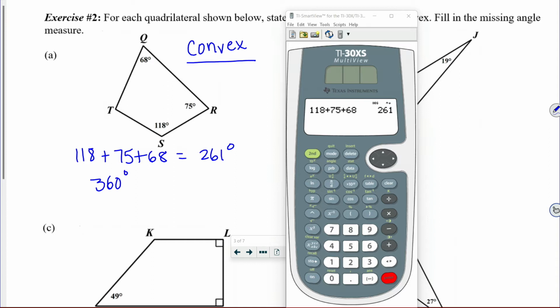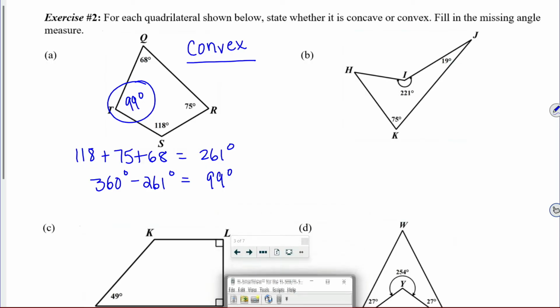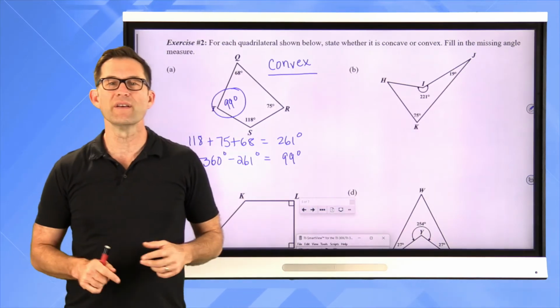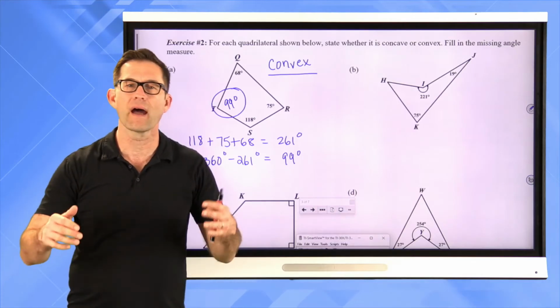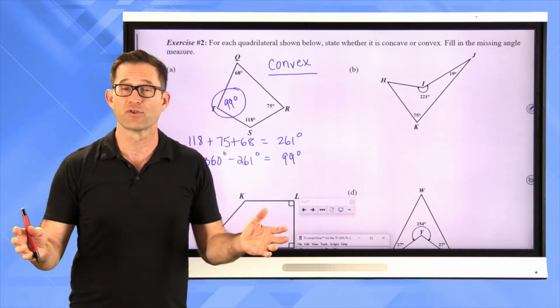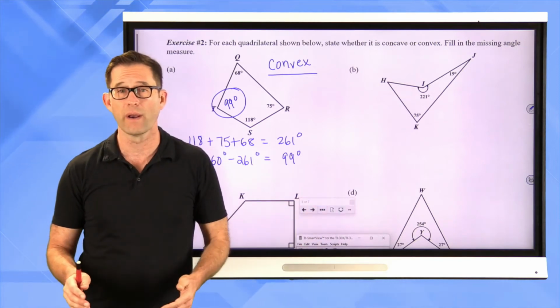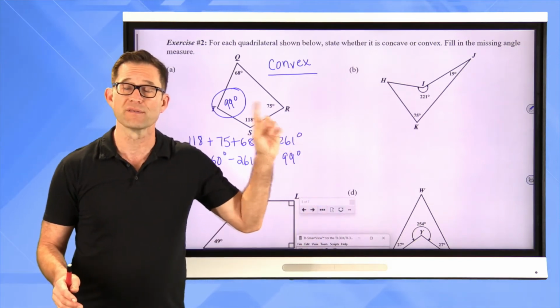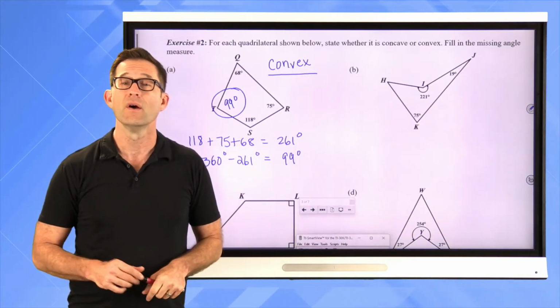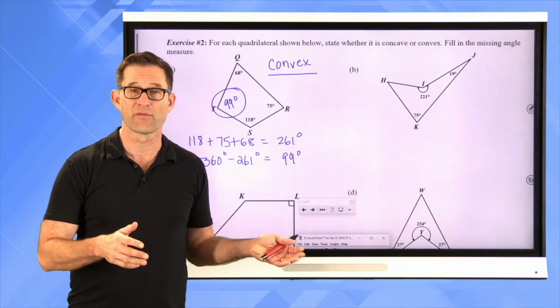And now I take 360 degrees, subtract 261 degrees. And I think I get 99, but let's just make sure. And I get 99 degrees. Never hurts. All right, so our missing angle is 99 degrees. Very simple, right? But you haven't done this nearly as much as you have with triangles. Think about how many times you've had to figure out the missing angle of a triangle and you've added the other 2 up and subtracted from 180. Very similar here, except now, because the sum will always be 360 degrees, we have to add up all the angles and then subtract from 360.